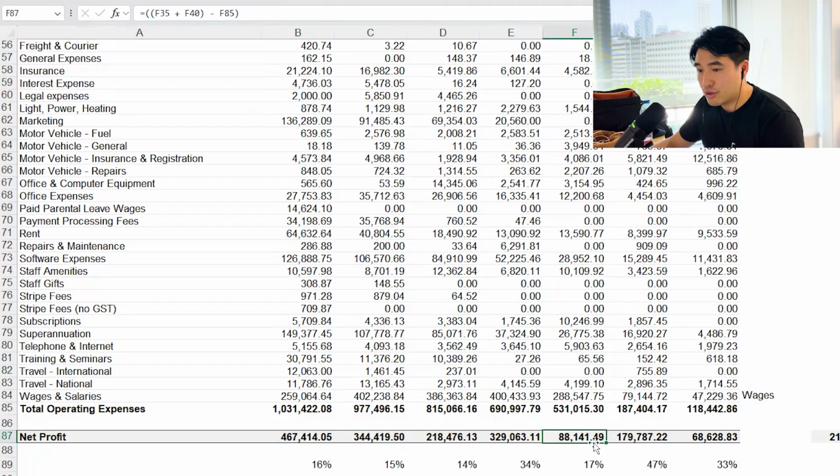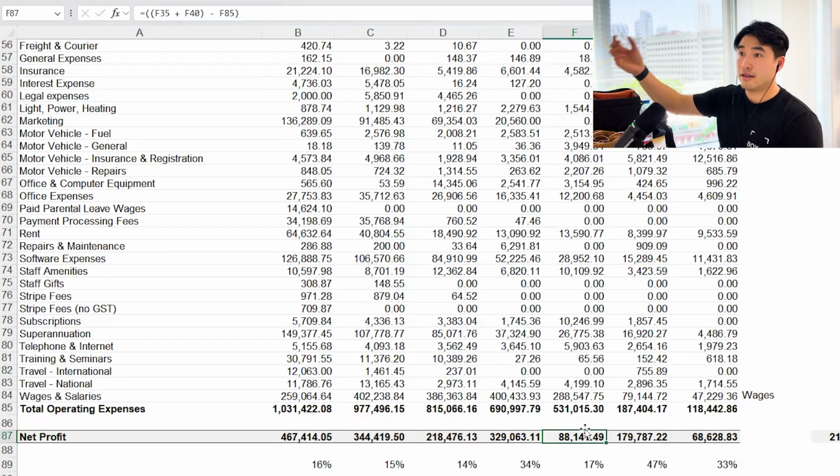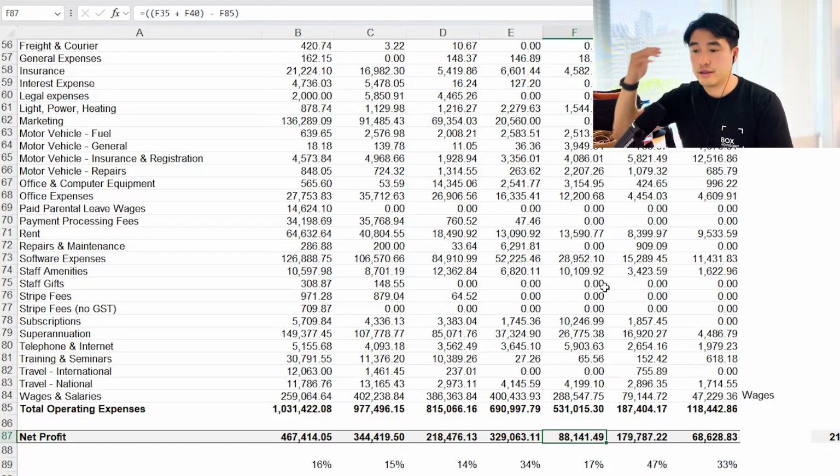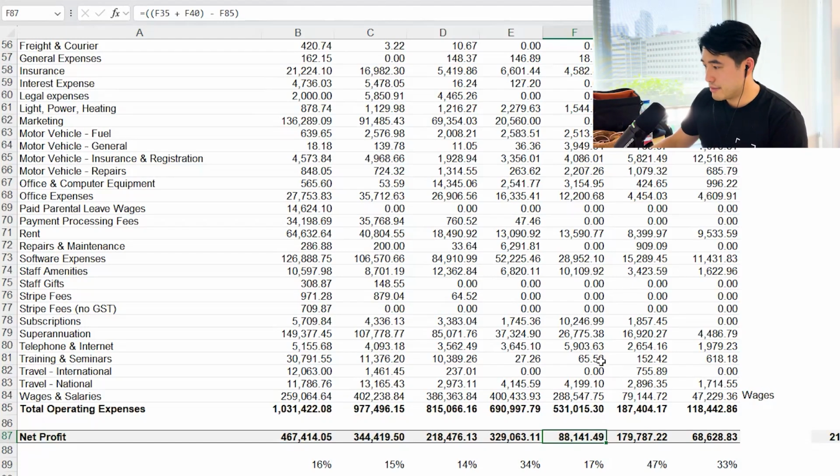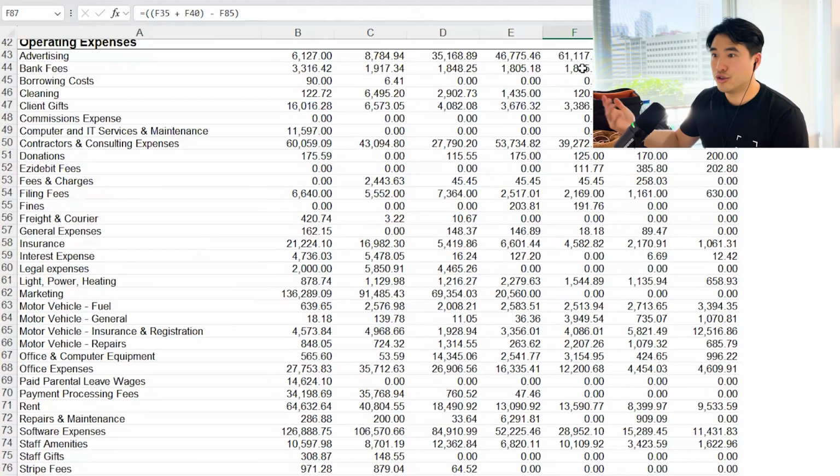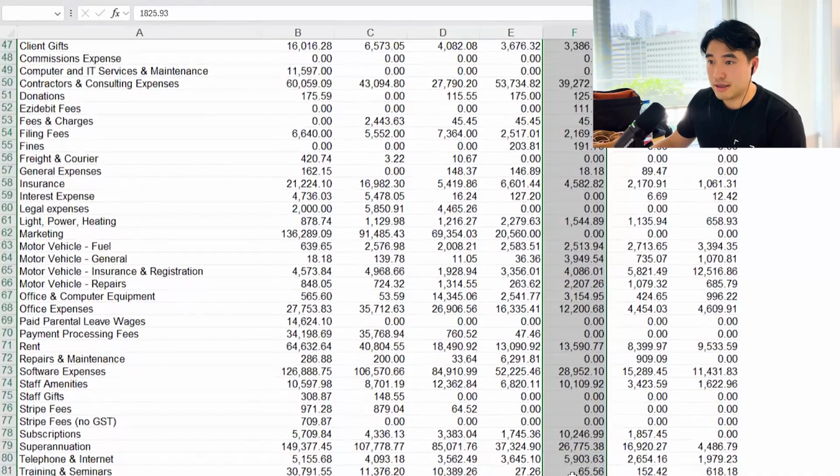taxes. In the end, you still show an $88,000 profit no matter what if you've taken a loan and taken it up as a drawing. The only way to reduce your profits is actually to take up an expense.